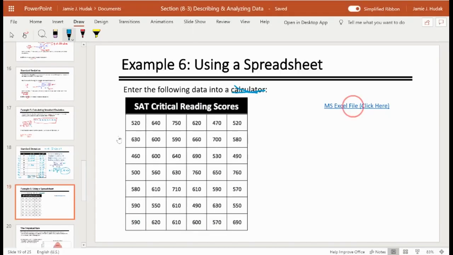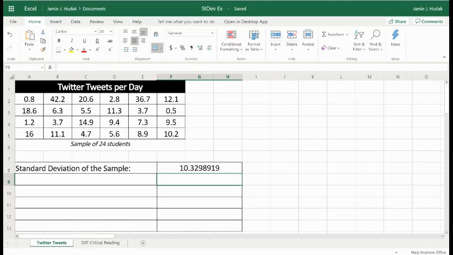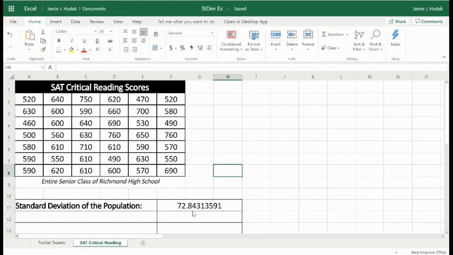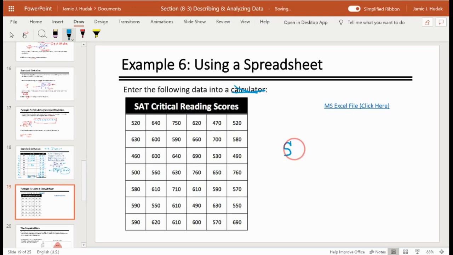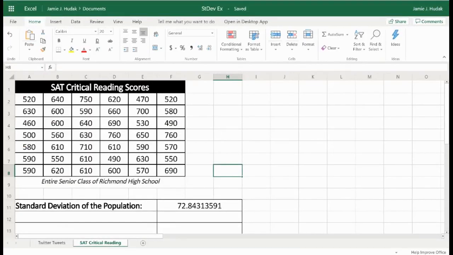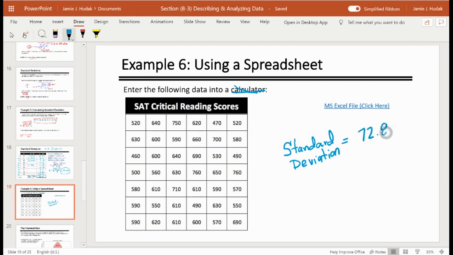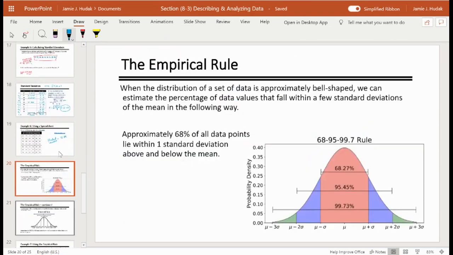Let's go back to our presentation. So we got our standard deviation for the SATs. Let's just go back and grab that number. It was 72.84. All right, and we can move to our next slide.